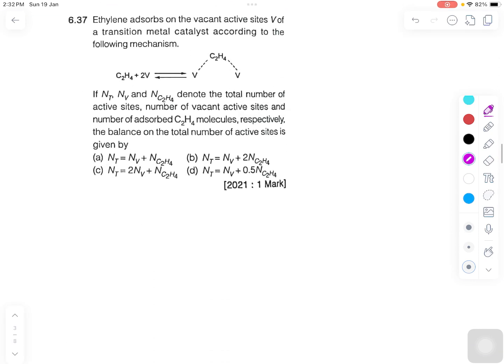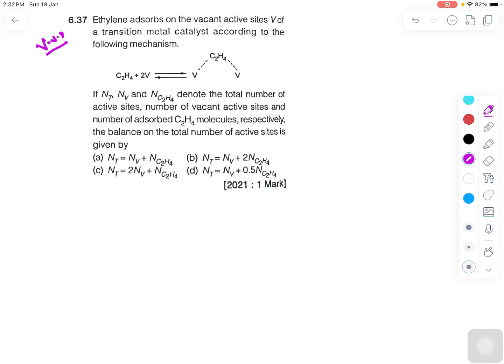This question is also very, very important. This kind of question is a very new type of question that has been asked in the GATE. So in this problem you can see that ethylene adsorbs on the vacant site V of a transition metal catalyst according to the following reaction mechanism. So you are given C2H4 plus a vacant site V giving C2H4 adsorbed on V.